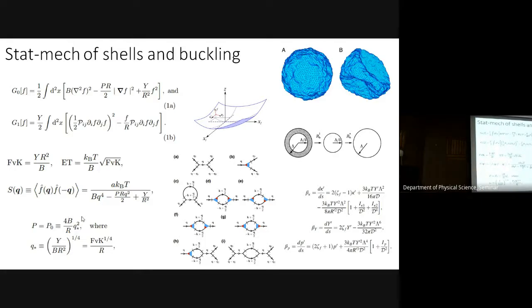Okay. So now this is fun. Any field theorists here today? No? What do you do to seduce field theorists? Good. I have something for you. So now you want to do statistical mechanics of shells and want to look at buckling. This may look quite nasty, but stay with me.